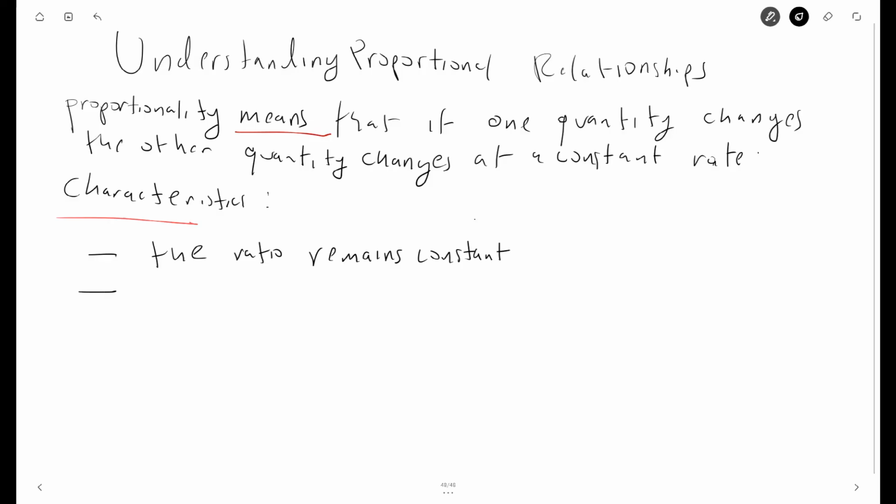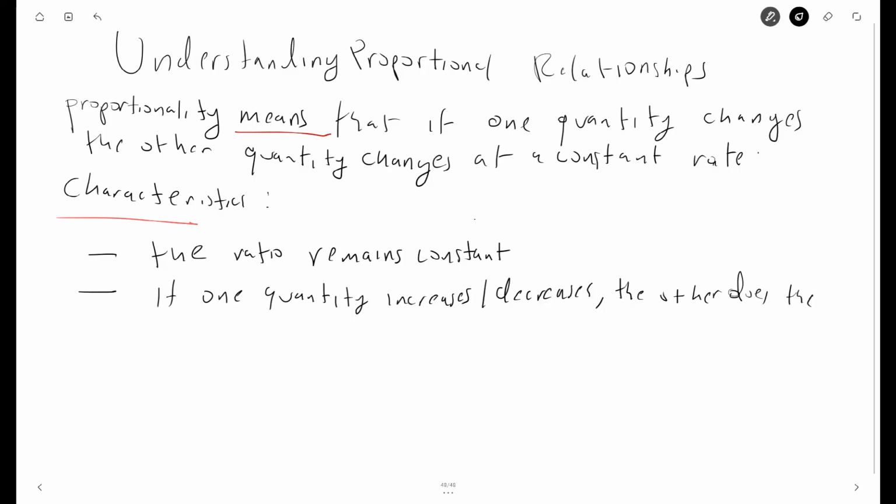Second characteristic. If one quantity increases or decreases, the other does the same, proportionally.